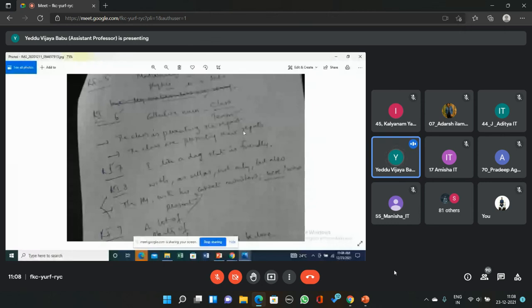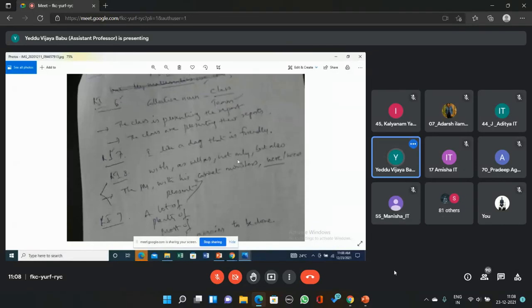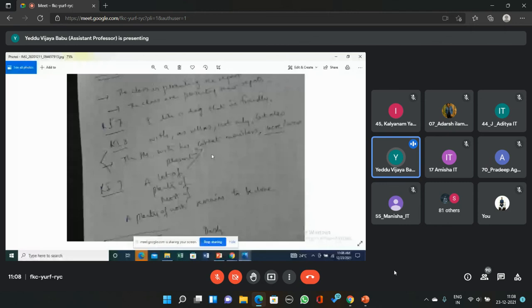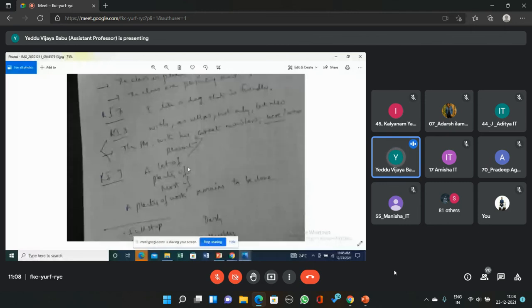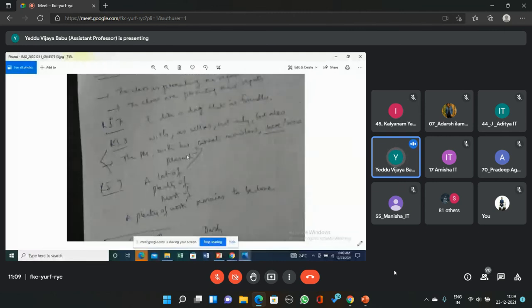So next sentence, you look at, I like a dog that is friendly. Singular form. So next usage is with, as well as, not only, but also, and other singular forms. So next one. A lot of, a plenty of, and the most of. A plenty of work remains to be done. A plenty of work remains, singular form, not the plural form. Right, okay, fine. So these are very important things to remember.